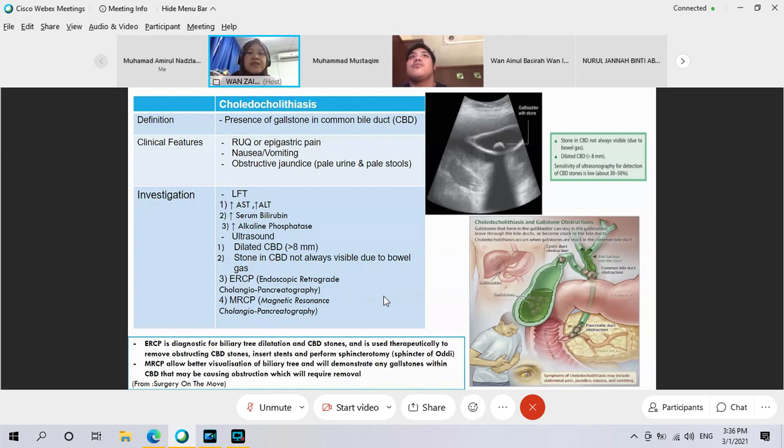Okay, selain daripada ALP, what about serum bilirubin? Macam mana kita nak tahu this is obstructive? Post-hepatic jaundice. Ingat lagi tak? Kita ada pre-hepatic, hepatic and post-hepatic. So this is post-hepatic jaundice. How do you know from the serum bilirubin?